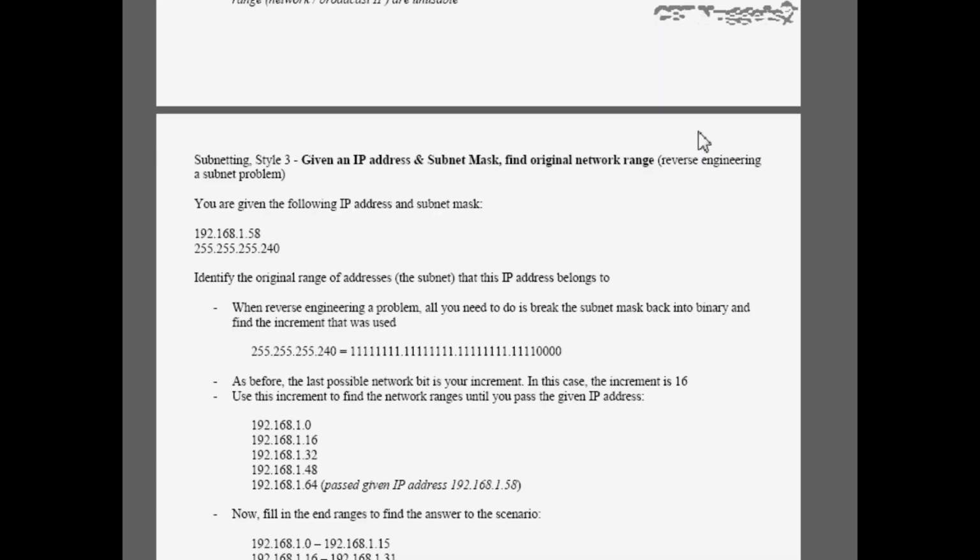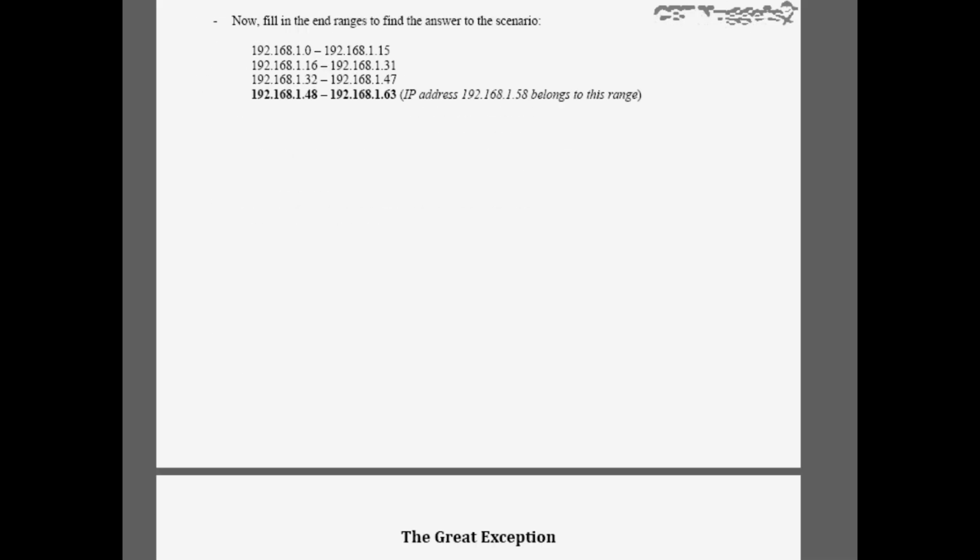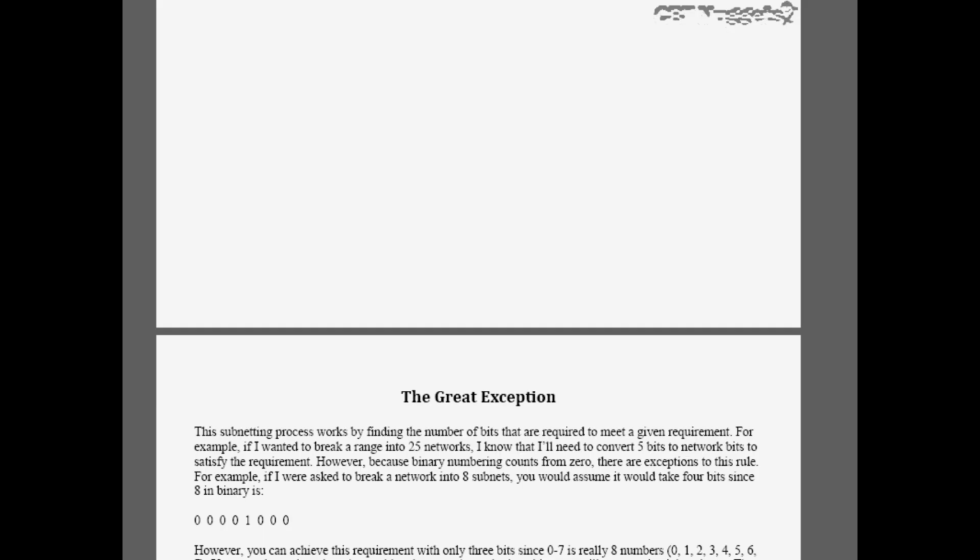And then finally, I have subnetting style 3, which is given an IP address and subnet mask, find the network range. That's the reverse engineering that we just worked through, and you've got a full example of how that works as well. So I really encourage you to download that, print it out, review it a couple times. It'll kind of solidify everything that we've been talking about in one place. There is one more thing in this document, and that's what I want to talk about right now. It is what I would call the great exception.